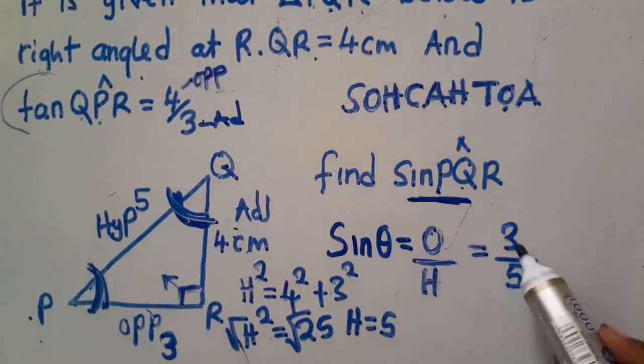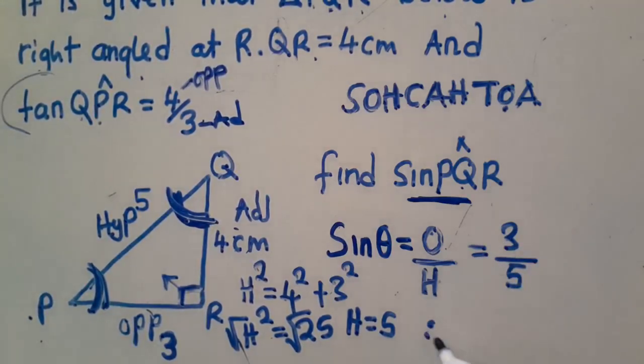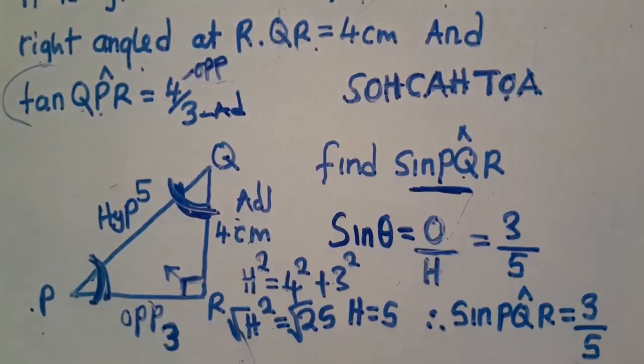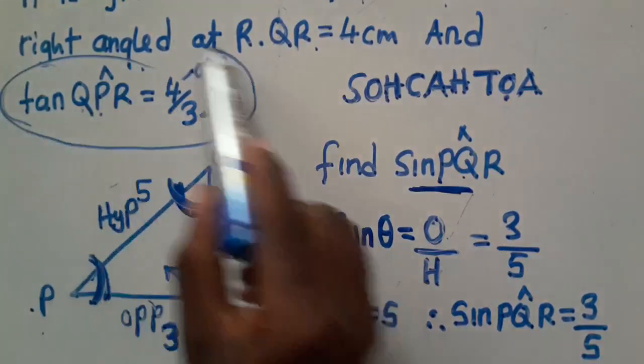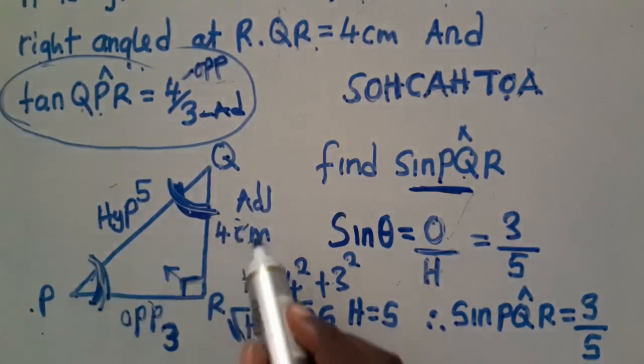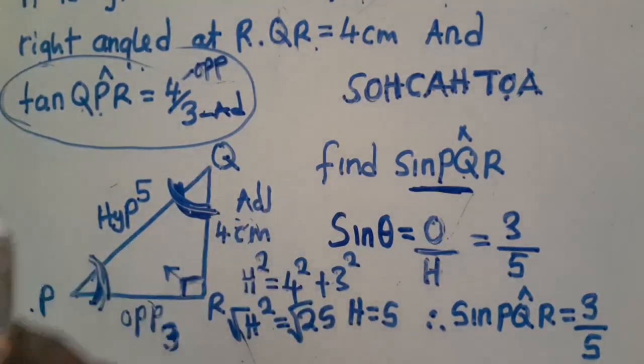So this is 3/5, where you just conclude and say, therefore, sine PQR is equal to 3/5. These are the steps that you need to consider. Hope you've understood. First you interpret this: the angle is there, P, so this is the opposite and this is the adjacent for tan. So the adjacent we already know.